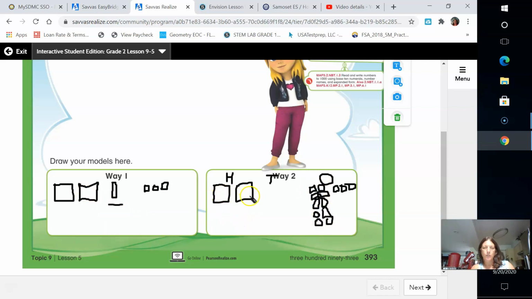Okay. Now we still have 200. 1, 2, 3, 4, 5, 6, 7, 8, 9, 10, 11, 12, 13. We still have 213 over here. It's just a different way of showing it.